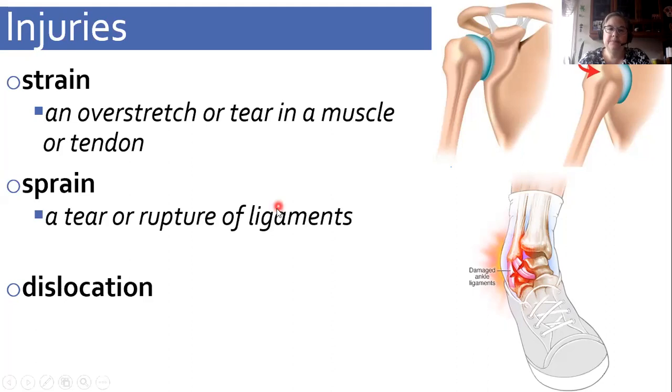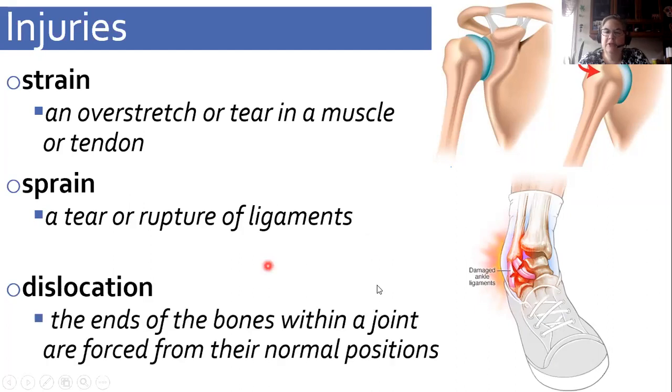A sprain is a tear or rupture of ligaments. So when we sprain our ankle, okay, so we talk about rolling our ankle, that's a sprain. So if we look at the ligaments here, we see that these ligaments in this picture are torn. So they have to be stabilized in order to allow those to repair themselves, okay?